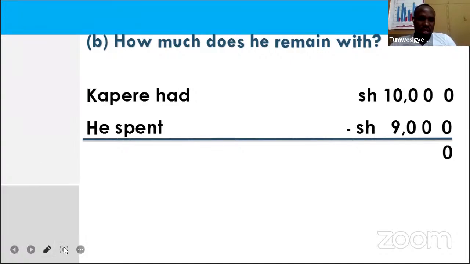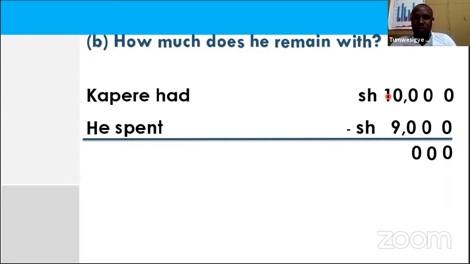Okay, 0 minus 0, the answer is 0. Next, 0 minus 0, the answer is 0. We go to the next one, 0 minus 0, the answer is 0. Then now we are here, 0 minus 9. Oh no, it's not possible.